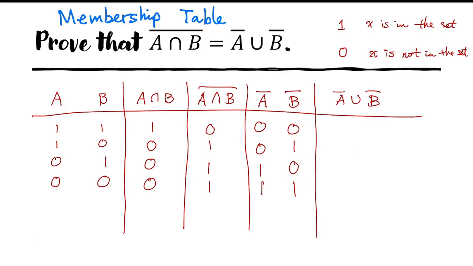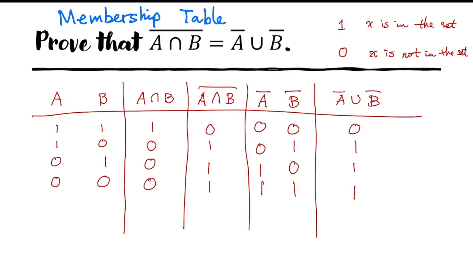Now union means as long as it's in one of the sets, then it will be in the union. So if you look at 0, 0, it's in neither of the sets, so it's 0. You have 0, 1, so that means it's in set B. So if it's in set B, then it will be in the union. You have 1, 0, so it's in A's complement. So it will be in the union. And you have 1, 1, that means in both sets, then it's definitely in the union.